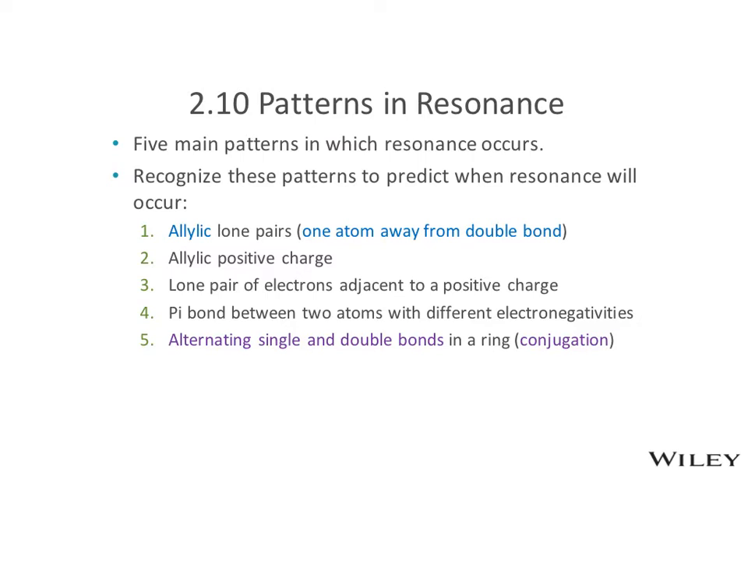structures. What orbitals are involved when we move electrons around in resonance structures? Where do the electrons have to be located? What kinds of orbitals, Luke? Pi bonds or p orbitals.